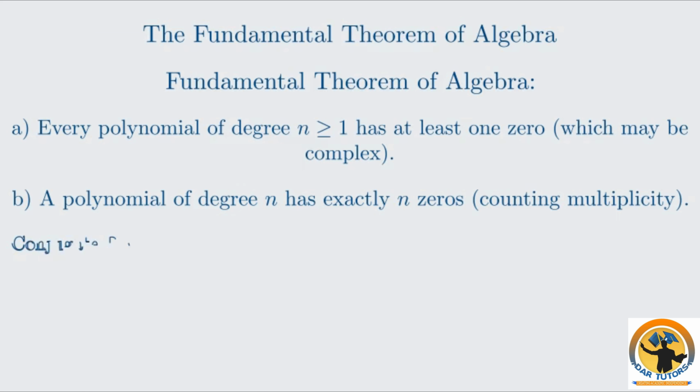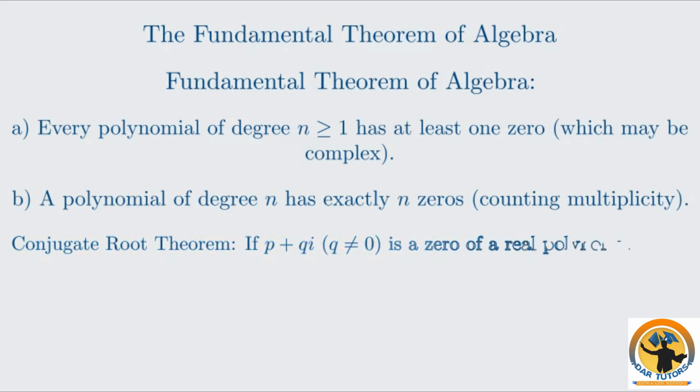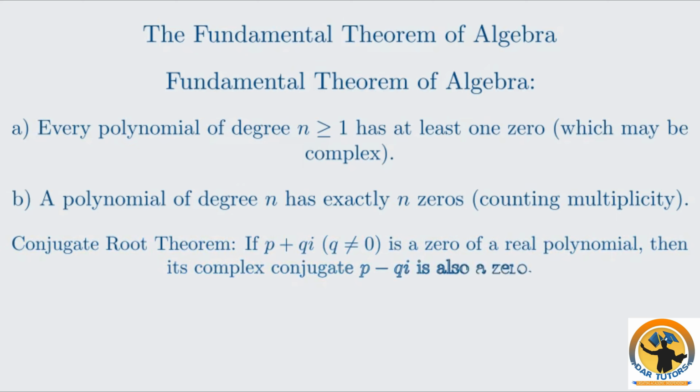A crucial property for real polynomials, which are polynomials with real coefficients, is the conjugate root theorem. It states that if a complex number p plus qi is a zero of a real polynomial, then its conjugate, p minus qi, must also be a zero. This means complex zeros of real polynomials always come in conjugate pairs. This is a very powerful tool for finding zeros.